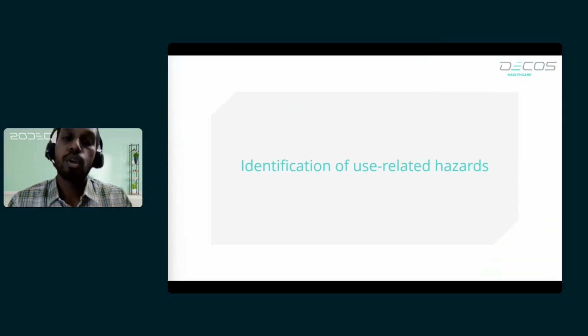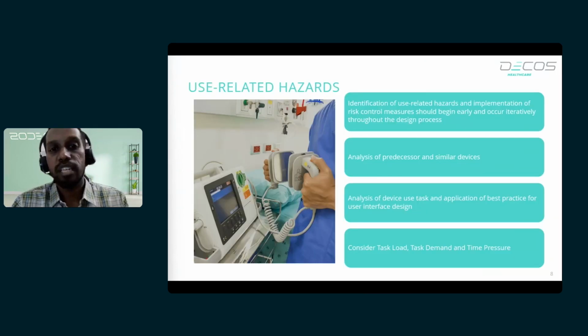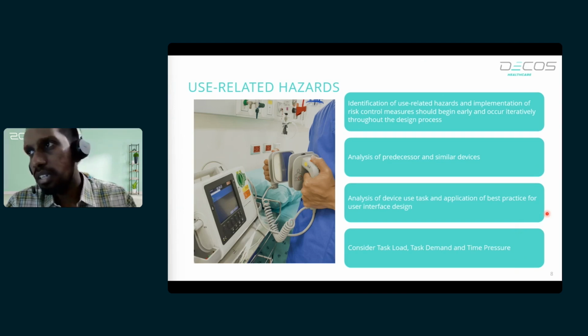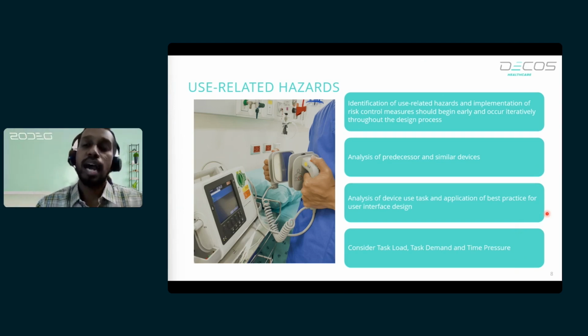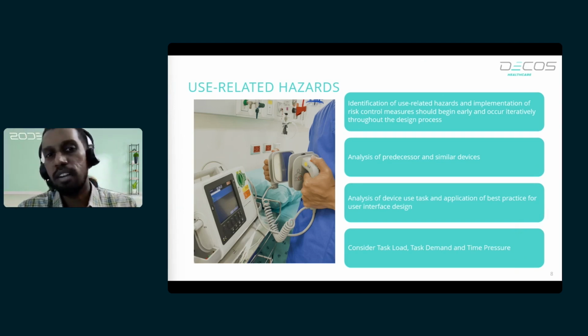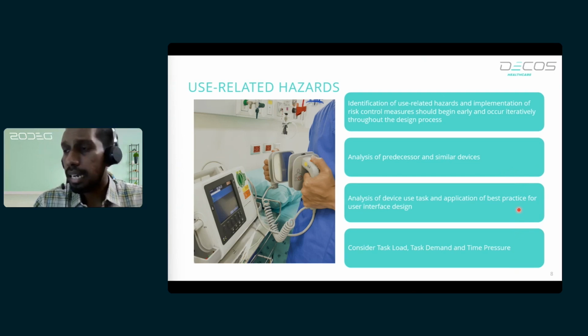Now we'll go into the possibilities of identifying use related hazards. We have multiple ways to identify use related hazards, and it should start at a very early stage during the device development. We have three different methods. One is analysis of predecessor and similar devices, then dividing the tasks related to usage into multiple subtasks, and then also assuming the task load. So we'll start with the first.